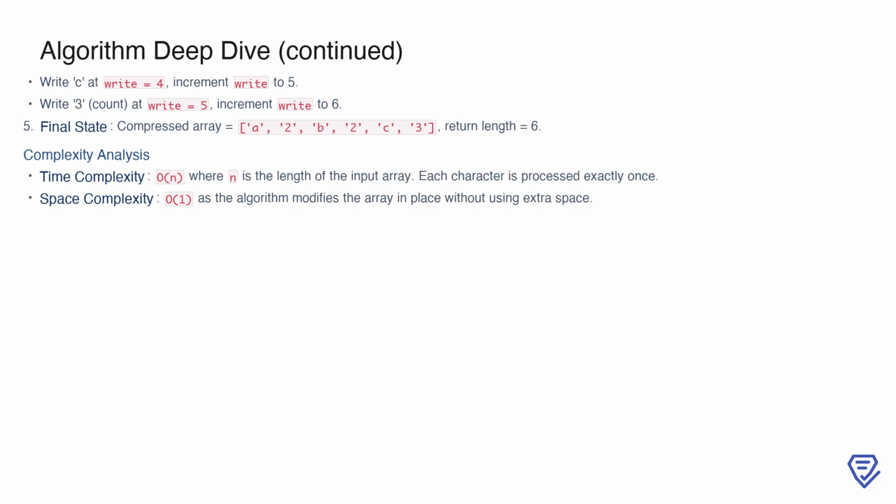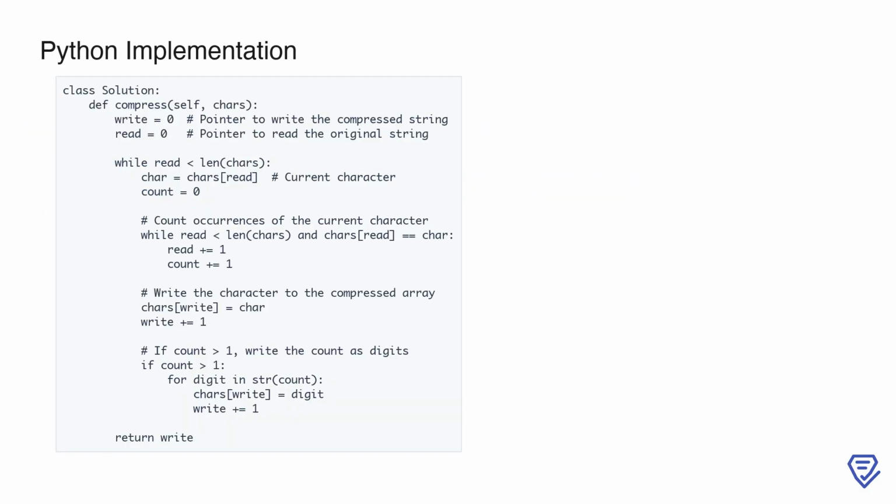This approach ensures the algorithm is both time and space efficient, with a time complexity of O(n), since each character is processed exactly once, and a space complexity of O(1), as the array is modified in place without any additional memory usage. To solve LeetCode problem number 443, string compression, we use a two-pointer approach to compress the given character array in place. The goal is to overwrite the input array with a compressed version and return the new length.